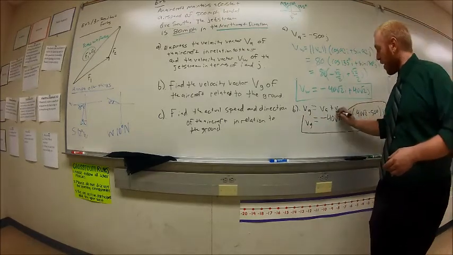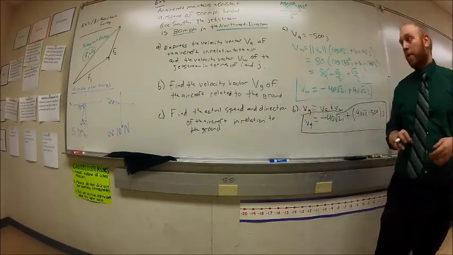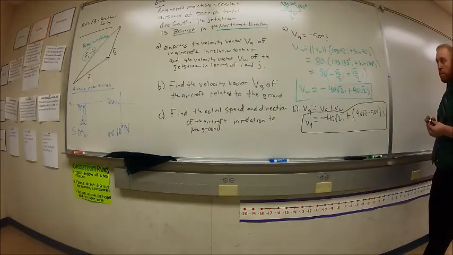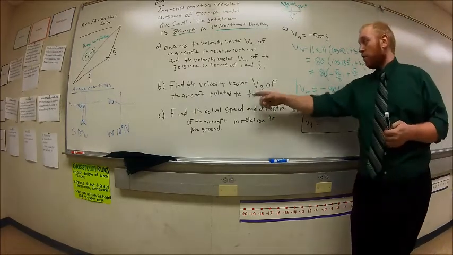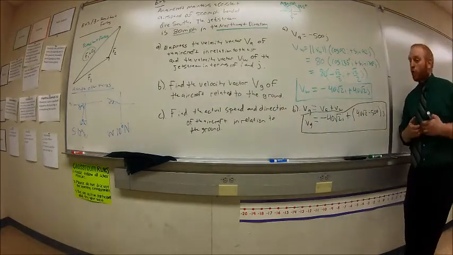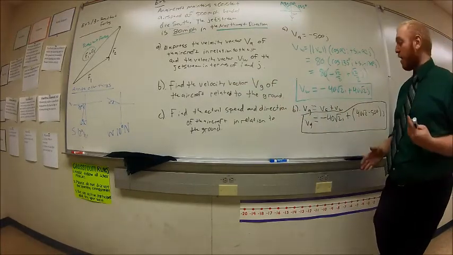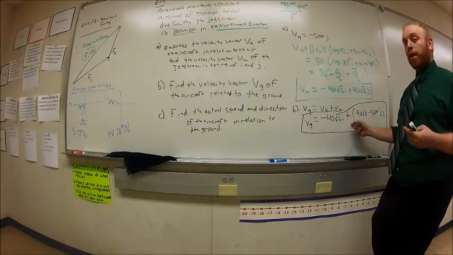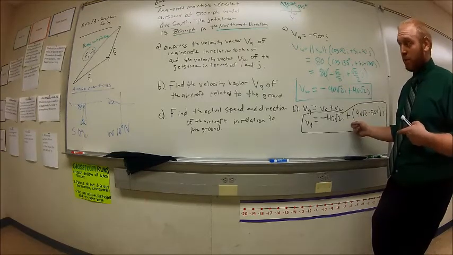The biggest thing you had to recognize is that they wanted you to add. So make sure you mark on part B: if it's talking about the velocity vector of the aircraft in relation to the ground, it's talking about adding the forces. We need to know how much the plane is being affected by the wind.